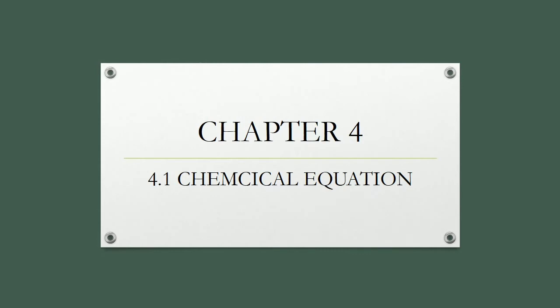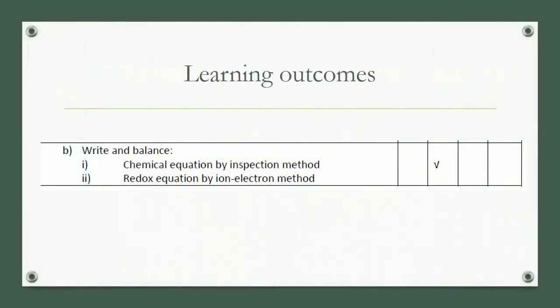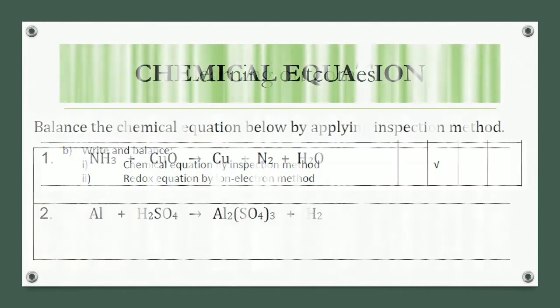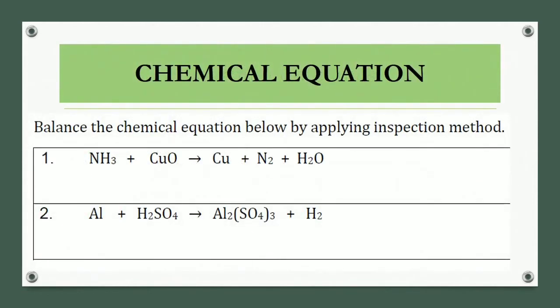Today we are going to discuss chapter 4.1 Chemical Equation. By the end of the session, you should be able to write and balance chemical equation by inspection method and redox equation by ion electron method. Okay, so let's look at the chemical equations. So this one you have learned in your form 5.